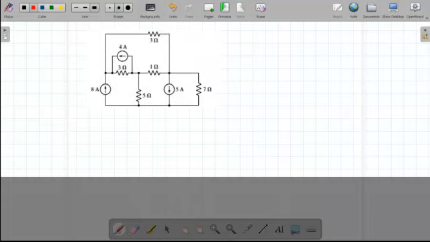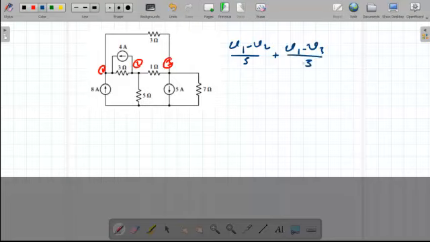So here again, we write 3 KCL equations: 1, 2, and 3. So first of all, at node 1, V1 minus V2 over 3 plus V1 minus V3 over 3 ohm. This will equal the two current sources, 8 and 4. 8 plus 4, which is equal 12.